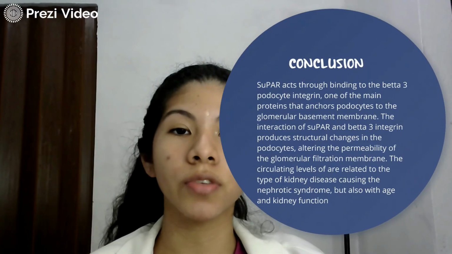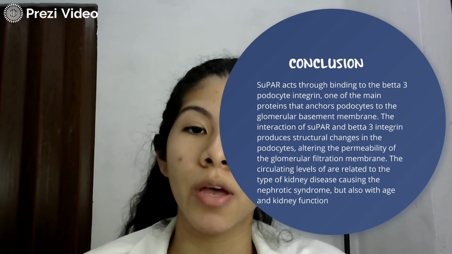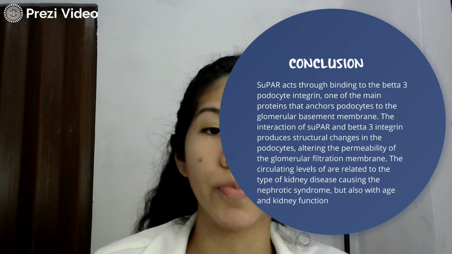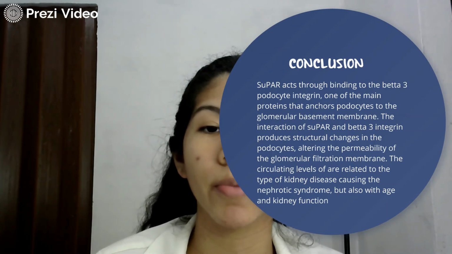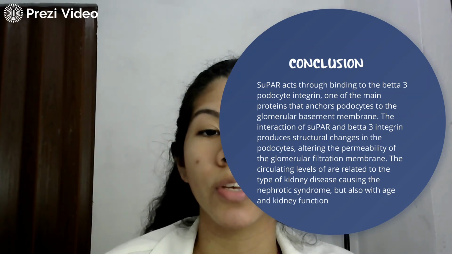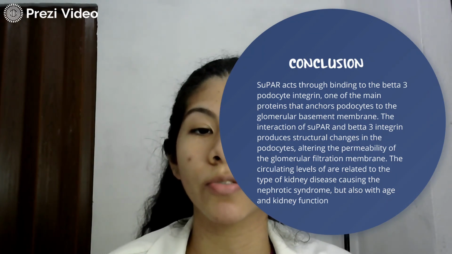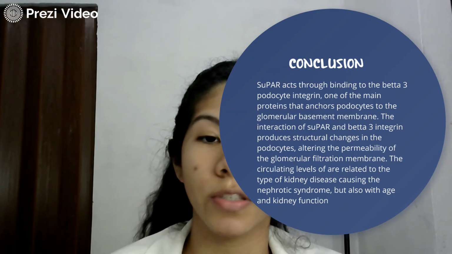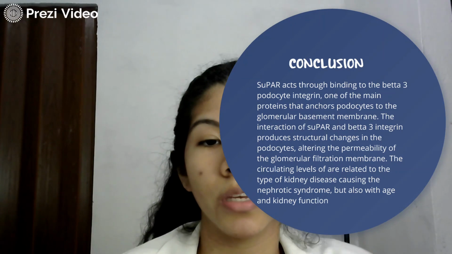In conclusion, suPAR binds to the beta-3 integrin, one of the main proteins that assure podocytes attach to the glomerular basement membrane. The interaction of suPAR and beta-3 integrin produces a structural change in the podocyte and alters the permeability of the glomerular filtration membrane. The circulating level often relates to the typical skin abscess, but also to kidney function.